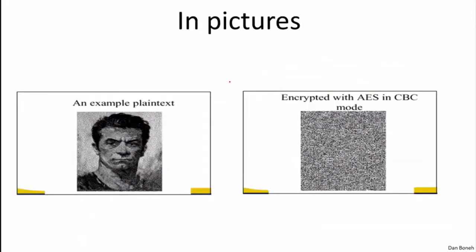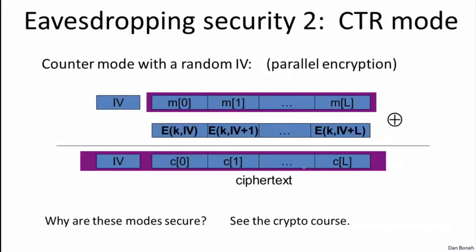Okay, and of course, if you look at CBC encryption in pictures, you see now you just get garbage, and the attacker can't figure out anything about the plaintext from the ciphertext. Okay, the second way to use a PRP for encryption is called counter mode. And this counter mode has some benefits over CBC.